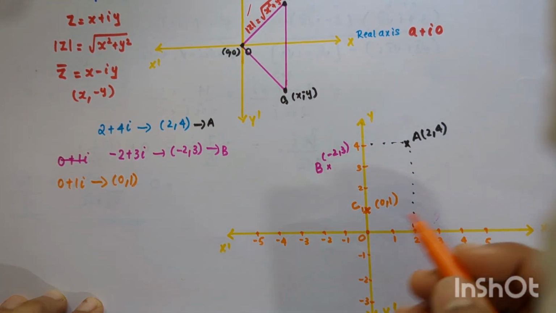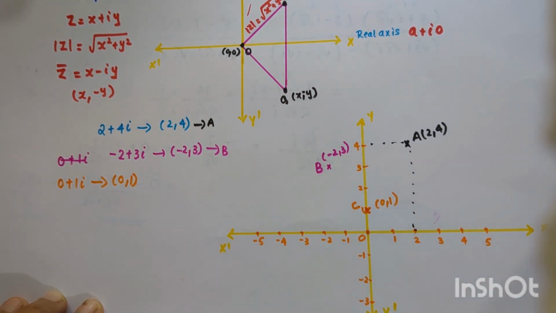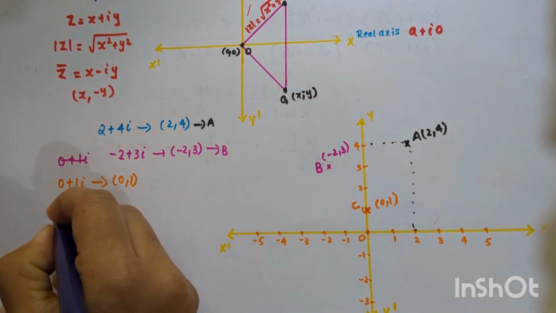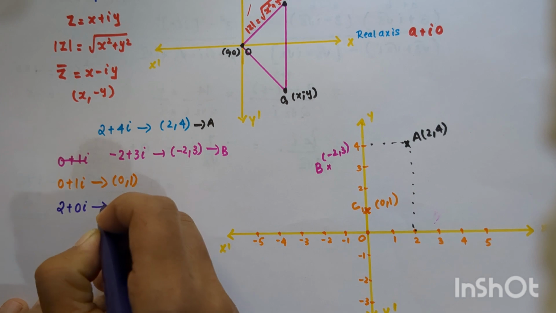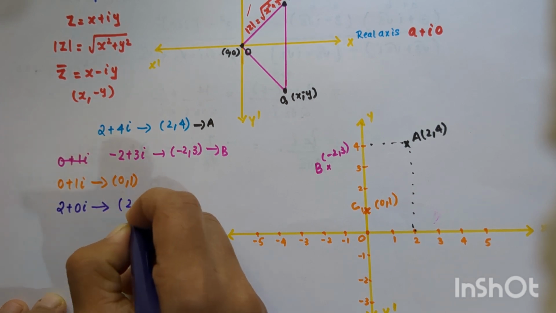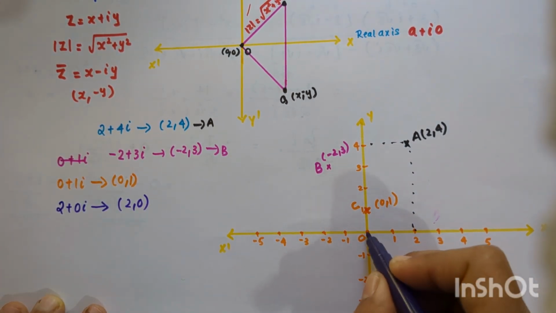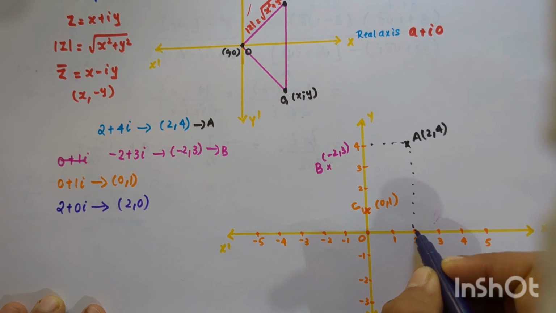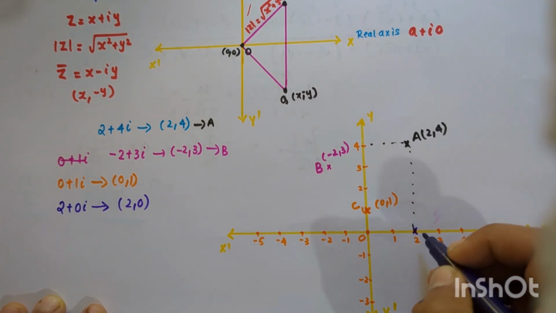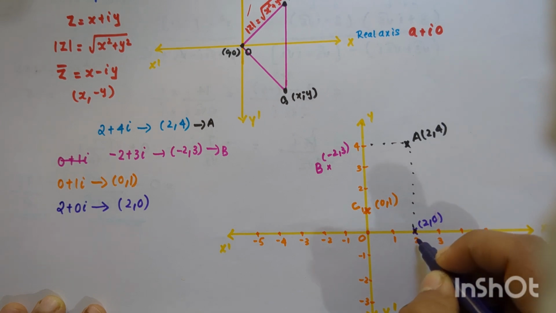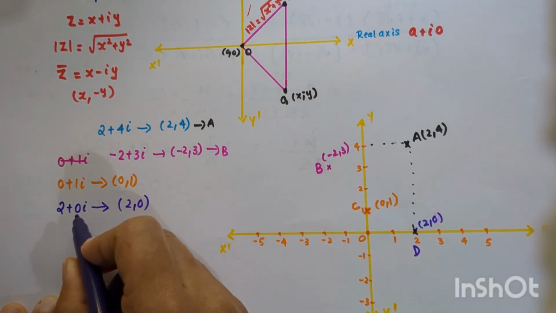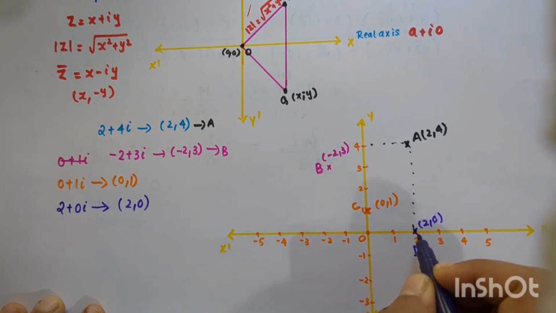Now let us consider another complex number, which is 2 plus 0i. This complex number corresponds to the ordered pair 2, 0. 2 units on the x-axis, 0 units on the y-axis, that means this point itself. This corresponds to the 2, 0 ordered pair. I am naming this point as D. So this complex number 2 plus 0i is geometrically represented by this point D.